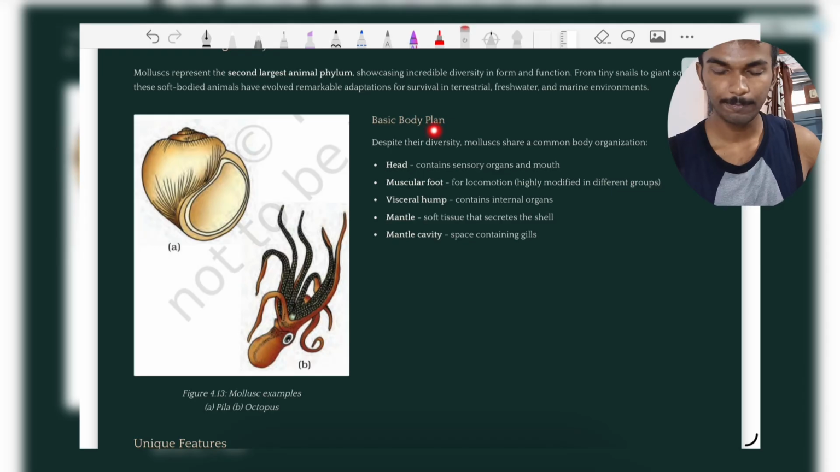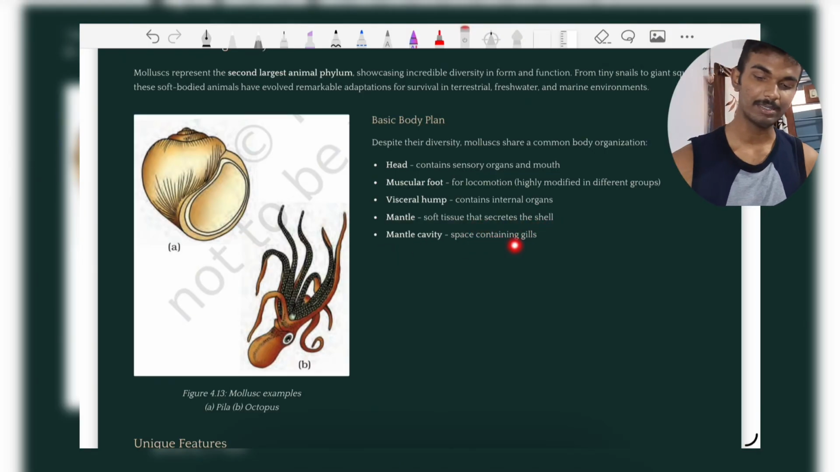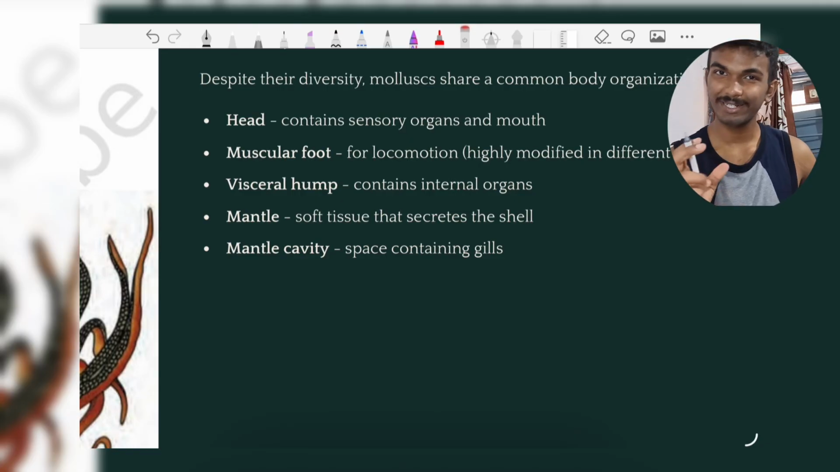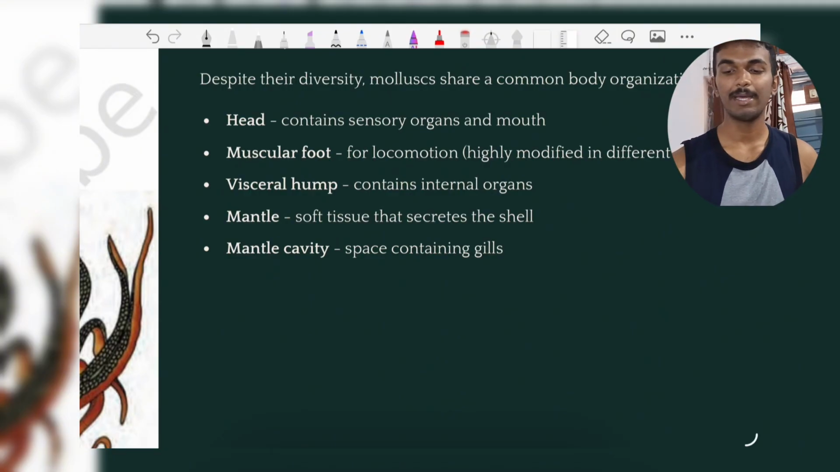Basic body plan. Despite their diversity, mollusks share a common body organization. Head contains sensory organs and mouth. Muscular foot for locomotion, highly modified in different groups. Visceral hump contains internal organs. Mantle, soft tissue that secretes the shell. Mantle cavity, space containing gills. Gills. Now here, the gills are not present over the neck region like in fish. It is the respiratory system present in the latter part of the body.